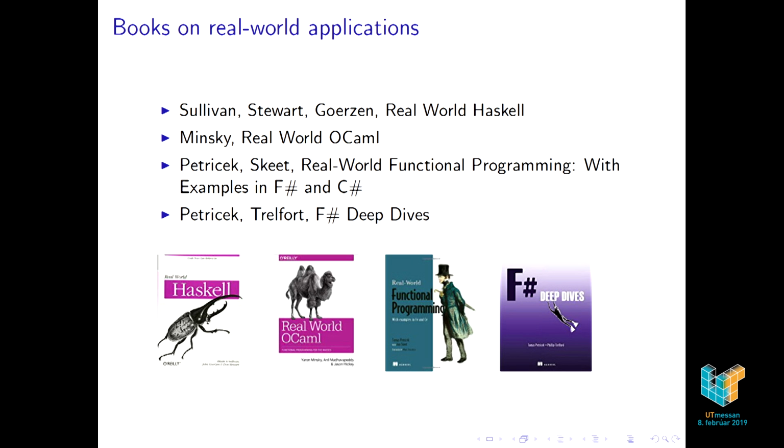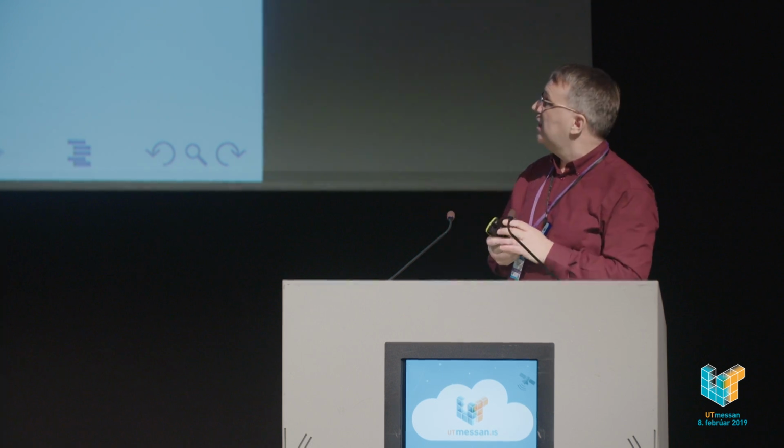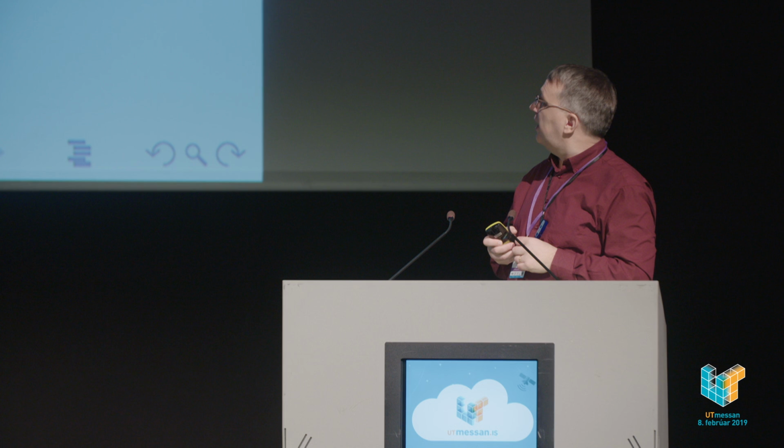And apart from serious applications, there are also entertainment ones. There is a very nice workshop on functional art and music that is held every year. So FP is also perfect, for example, in applications to music, because it's mathematical in nature. You can really code up harmony and polyphony rules. You can do automatic harmonization, automatic composition. You can do functional art modeling and design.